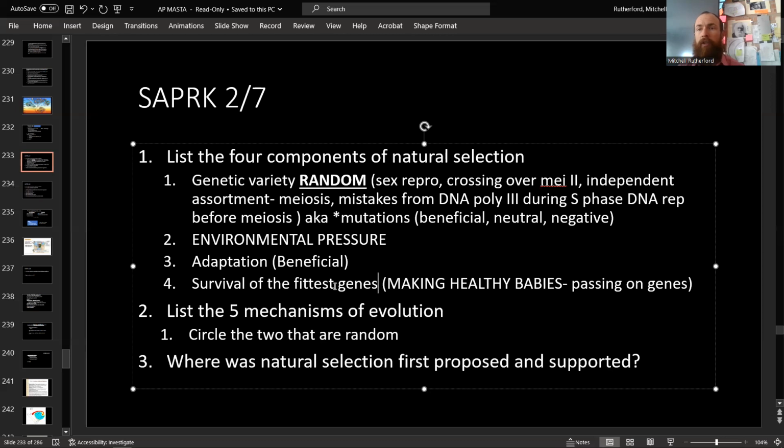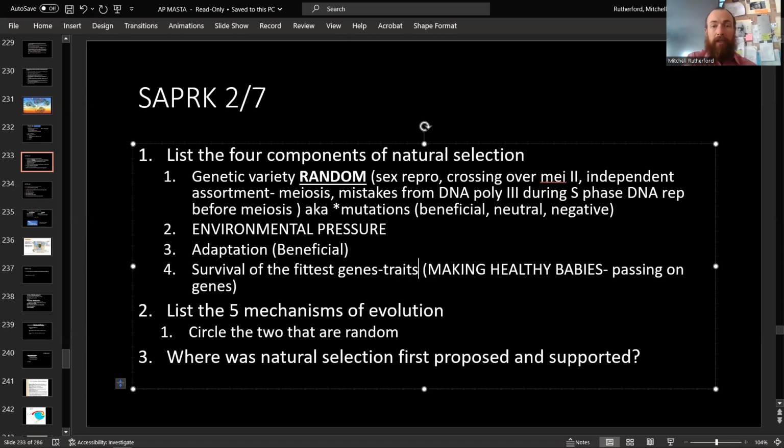Survival of the fittest tree or the fittest bacteria, it's not the bacteria that's the fittest. It's not the tree that's the fittest. It's not you, the individual, that's the fittest. It is the gene for your trait. Okay. Genes lead to traits, not the individual. Okay. Not individual.